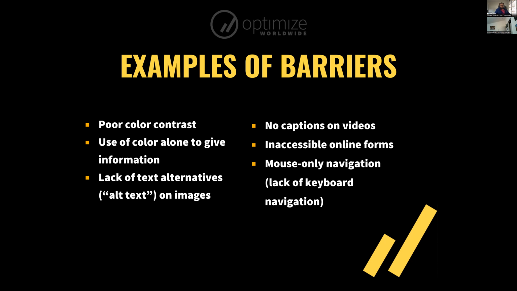There's also the lack of text alternatives on images. People who are blind will not be able to understand the content and purpose of images, such as pictures, illustrations, and charts, if no text alternative is provided. So we'll review some examples of that in a bit.